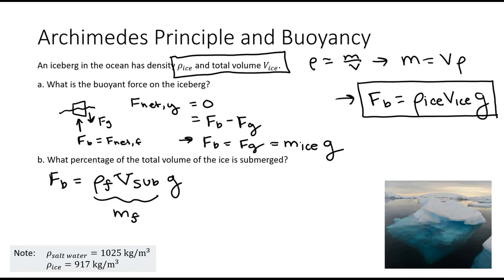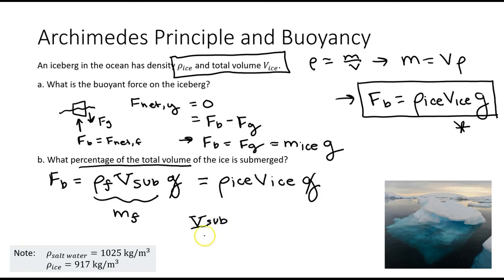We can set that equal to Fb, which we found above in terms of the density of the ice and the volume of the ice. So this is also equal to rho ice, V ice times g. The g's are on both sides, so they cancel out. What we're looking for is the percentage of total volume of the ice that is submerged, which is V sub divided by V total, the total volume of the iceberg, V ice. We find that by rearranging this equation: divide both sides by V ice and by rho F, and we get rho ice over rho F on the right-hand side.